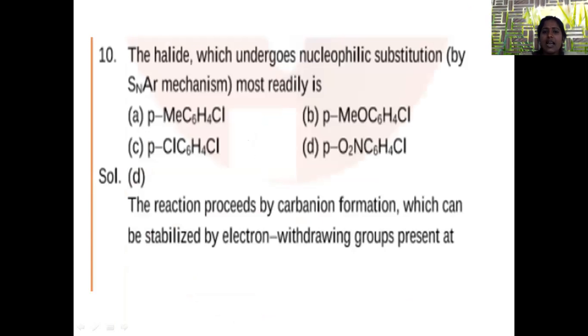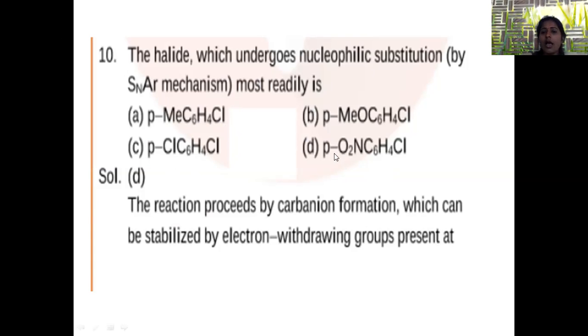The next question: which halide undergoes nucleophilic substitution by the SNAr mechanism most readily? SNAr stands for nucleophilic aromatic substitution reaction. In order to get nucleophilic aromatic substitution, electron withdrawing groups are favored, because to replace one nucleophile with another, the benzene ring should be electron deficient. That's why electron withdrawing groups are favored. Methyl, methoxy, chloro, all these are electron releasing, ring activating groups, so these are not preferred in nucleophilic substitution.